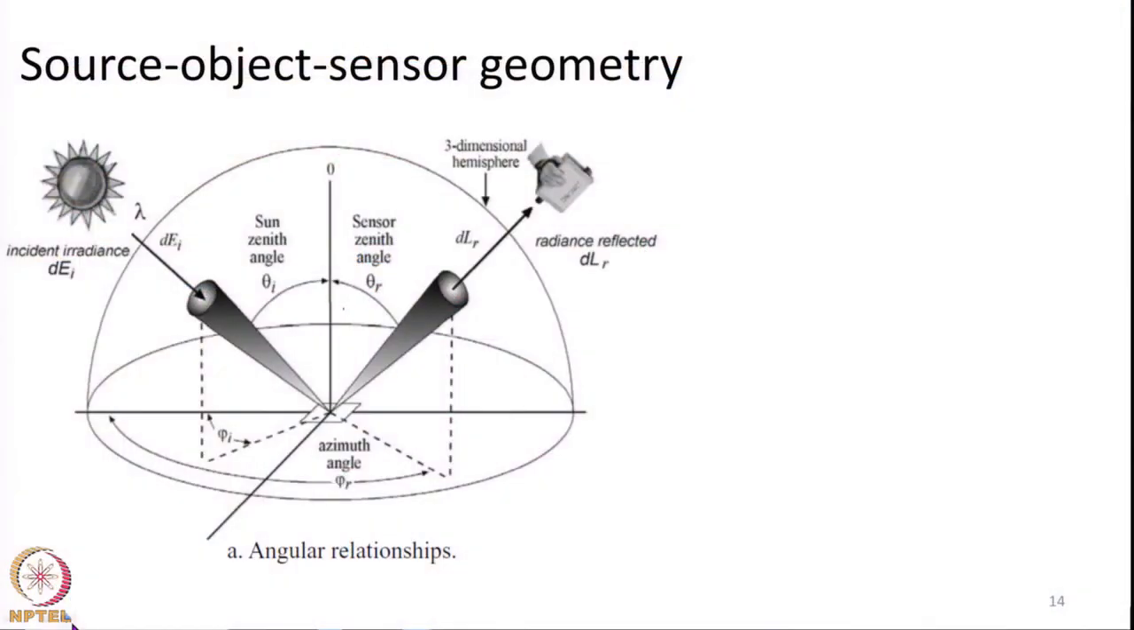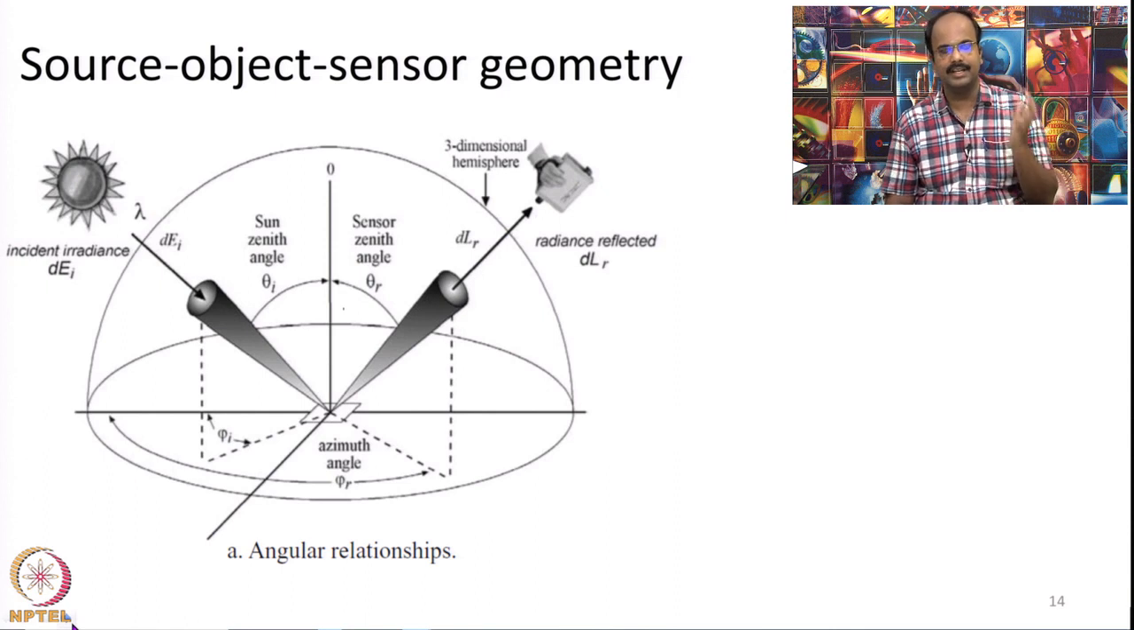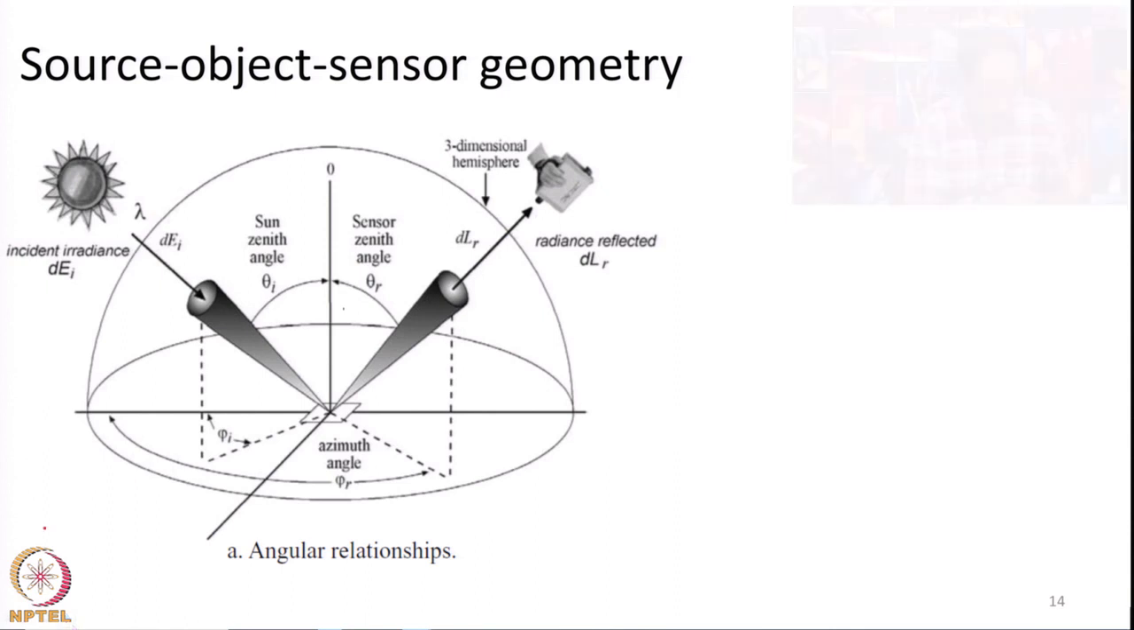The next important concept to understand is the geometry between the energy source, object and the sensor. In the last slide, I detailed the different combinations of directions which can come into play when we do remote sensing measurements. Here in this particular slide, what we are going to see is how the source-object-sensor geometry affects our measurement.